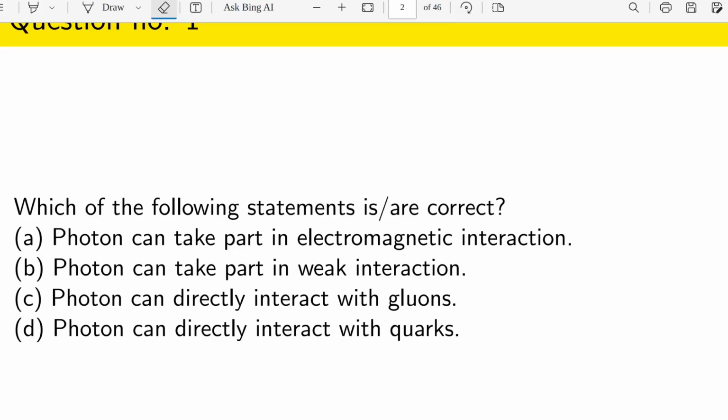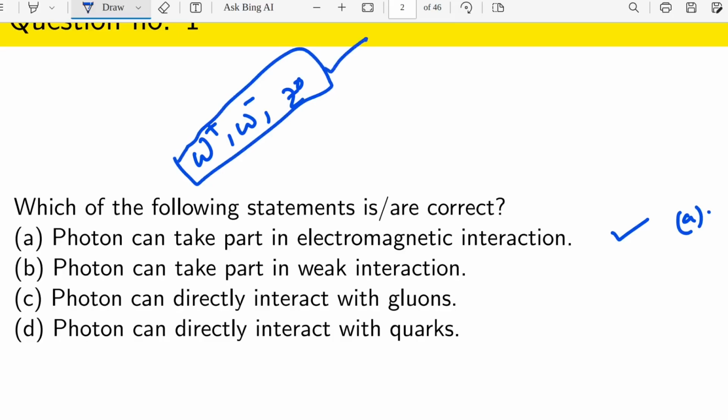So if I write here, this one will be the correct one first of all. Now come to the second one. Photon can take part in weak interaction. That will not be correct because in weak interaction, who are the mediators? W plus, W minus and Z0. These 3 will be the mediators for the weak interaction, and photon cannot take part in weak interaction. That will not be the correct one.